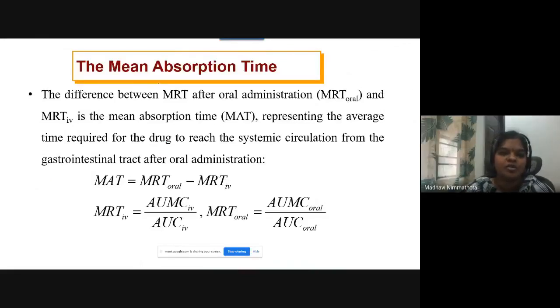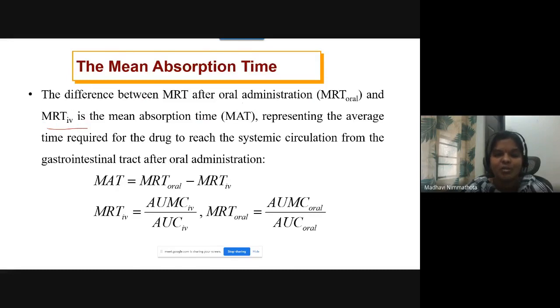The next topic is mean absorption time: the difference between the MRT after oral administration and after IV administration. In this mean absorption time, you are going to calculate the mean residence time for two different routes, that is oral as well as through IV.